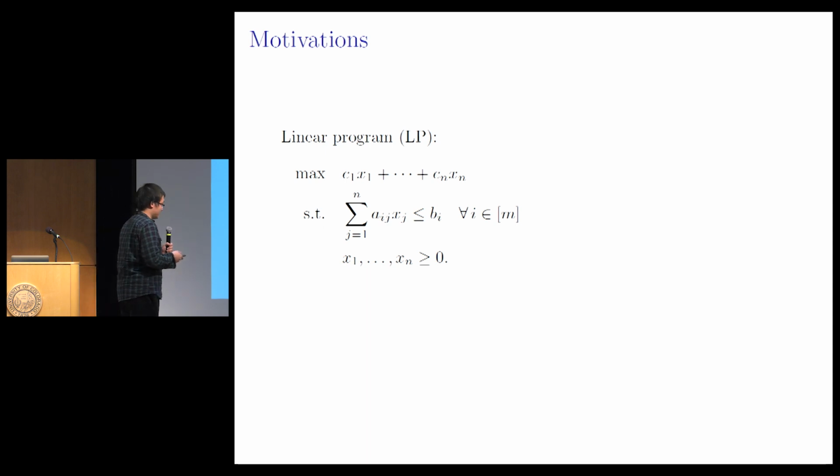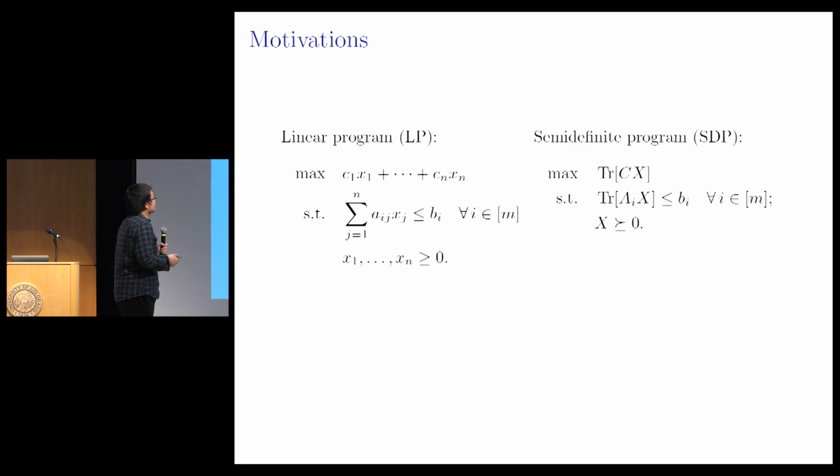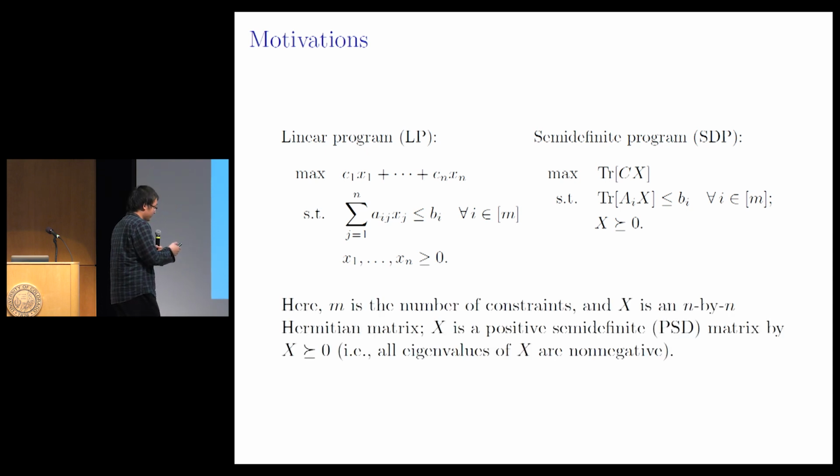Today I'm going to talk about a slightly more general class of problems, the semi-definite programs. You see that these two problems are really similar in their form. Intuitively, LP is just like a scalar version of the SDP problem. For both problems, we denote M to be the total number of constraints. But for the SDP problem, instead of having scalars x1 to xn, we have a variable matrix X, which is an n by n Hermitian matrix. We are also given a promise specifically for the SDP problem that X is a positive semi-definite matrix. That is to say, all the eigenvalues of X are non-negative.